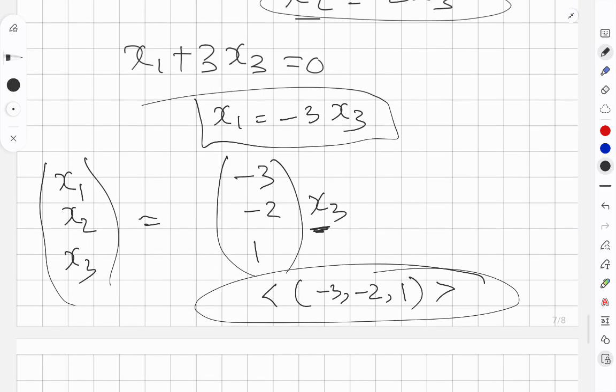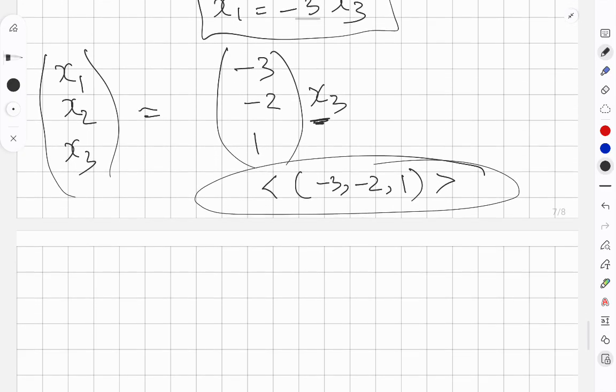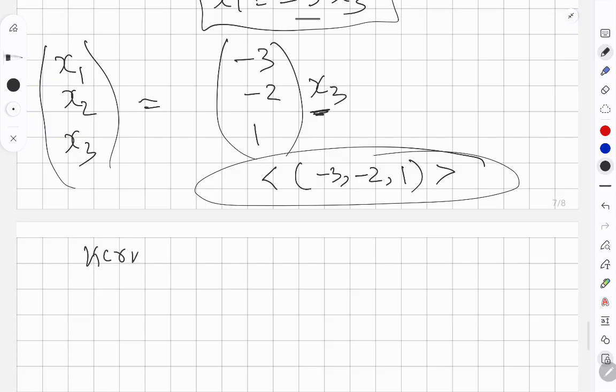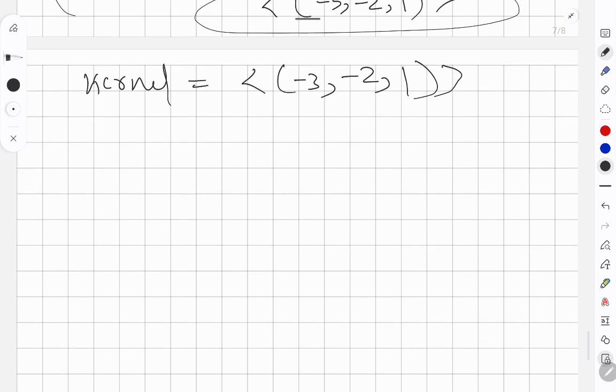This is the kernel. The kernel is (-3, -2, 1). But the next question is to find the image of this problem.